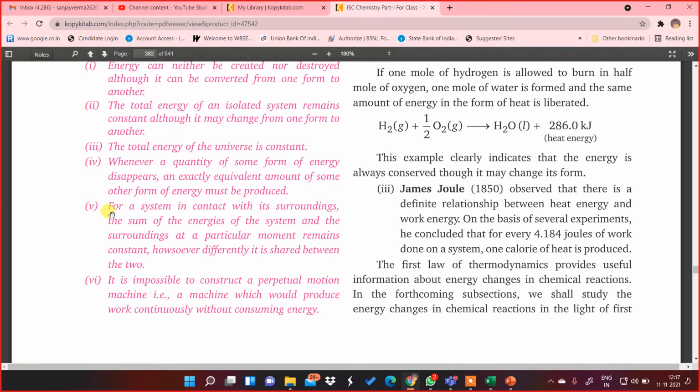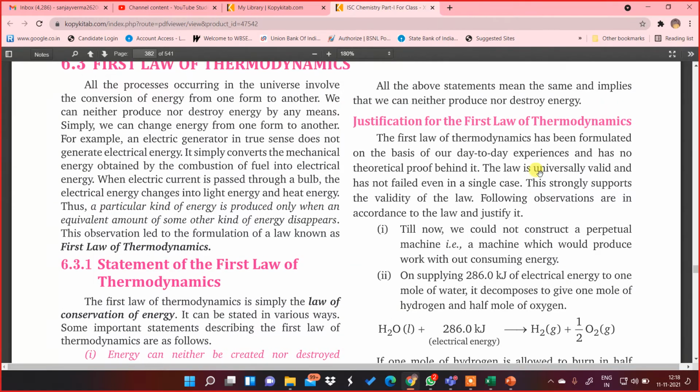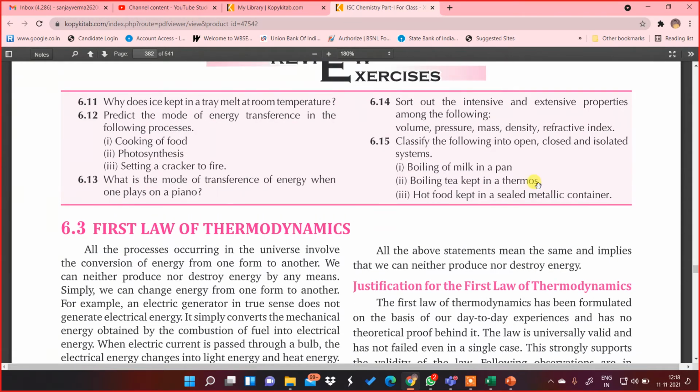Number five, for a system in contact with its surroundings, the sum of the energies of the system and the surroundings at a particular moment remains constant, however differently it is shared between the two. Number six, we cannot construct a perpetual machine, that is, a machine which would produce work continuously without consuming energy. That is impossible. So these were some points on which the first law of thermodynamics has been stated.